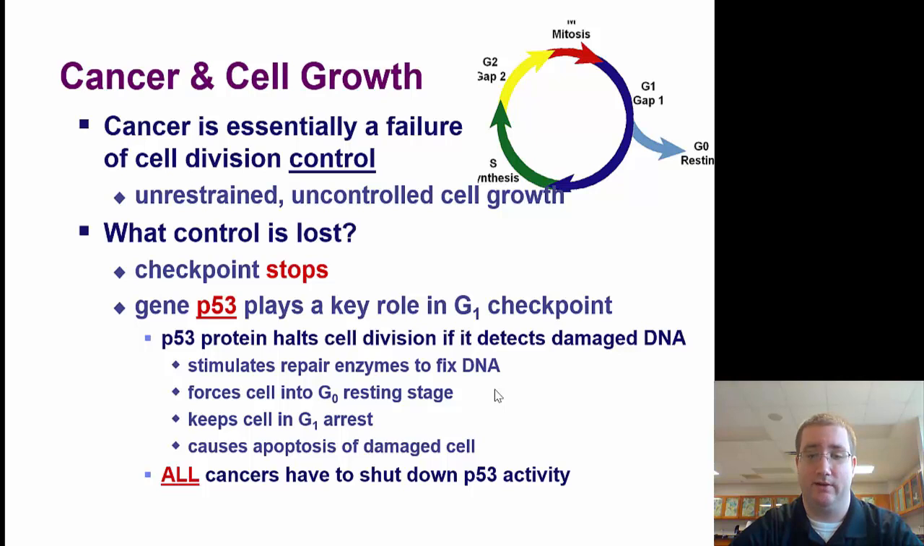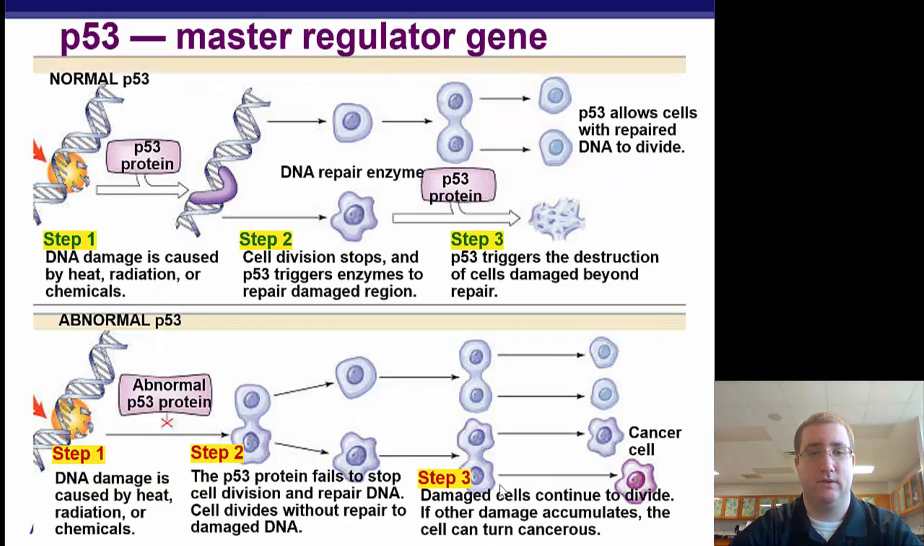And if it can't repair it, it's going to lead to apoptosis of that cell. It's going to basically say, all right, we can't fix the damage, so this cell needs to die before it causes more issues. And as I said, all cancers have this P53 protein shut down. So they no longer have this P53 protein, and the cell just divides uncontrollably. Here's the example of P53 that I do expect you to understand some basics of.